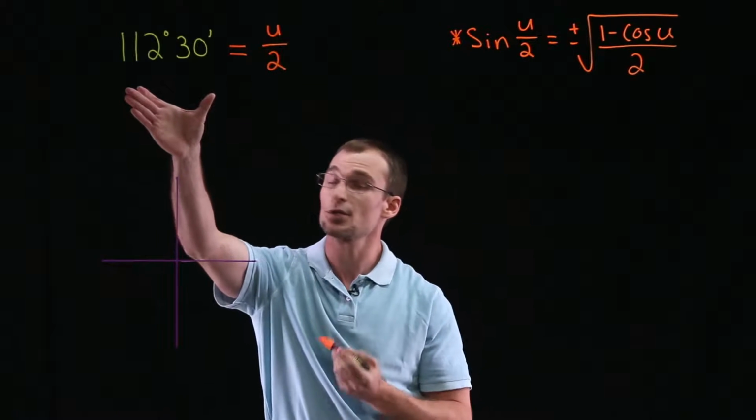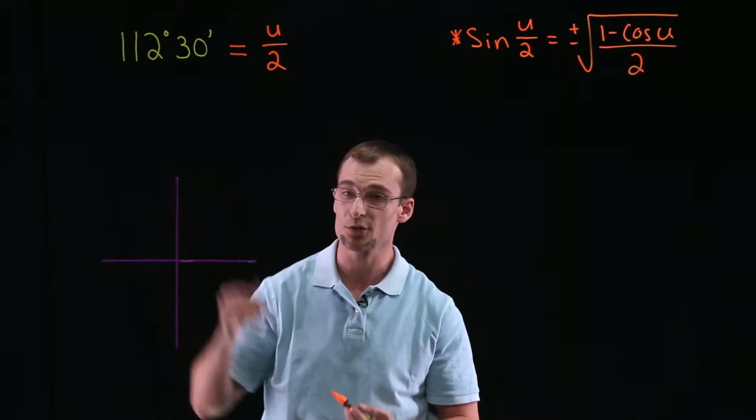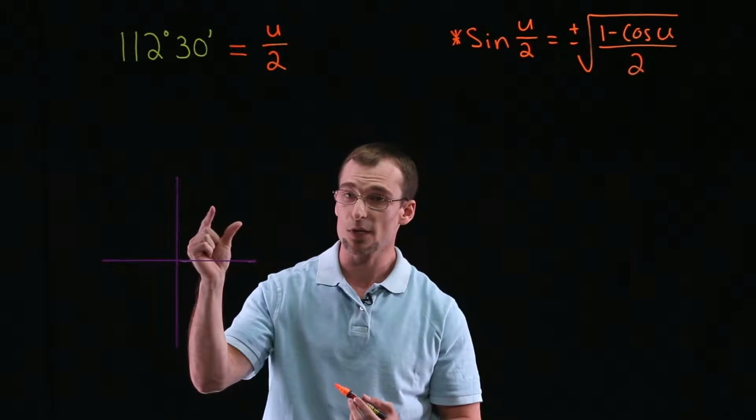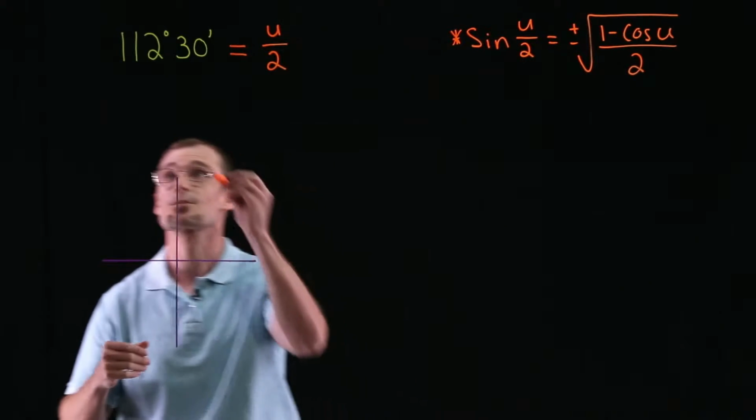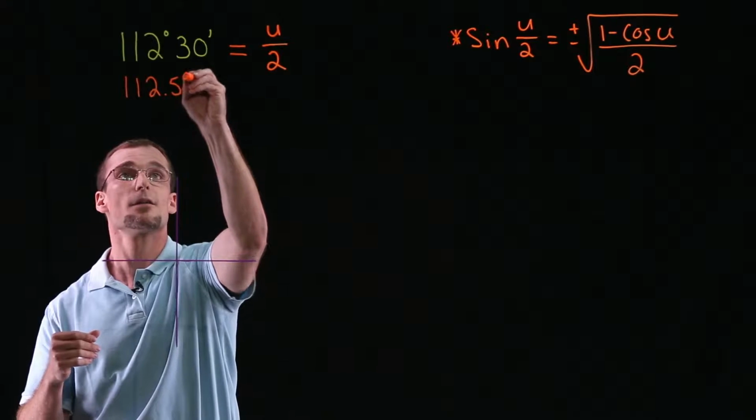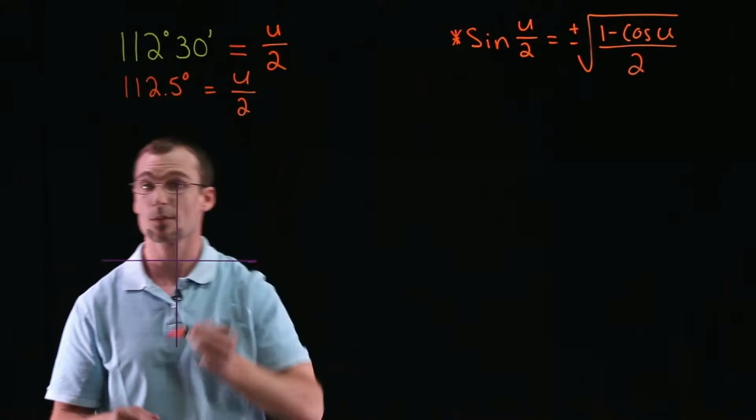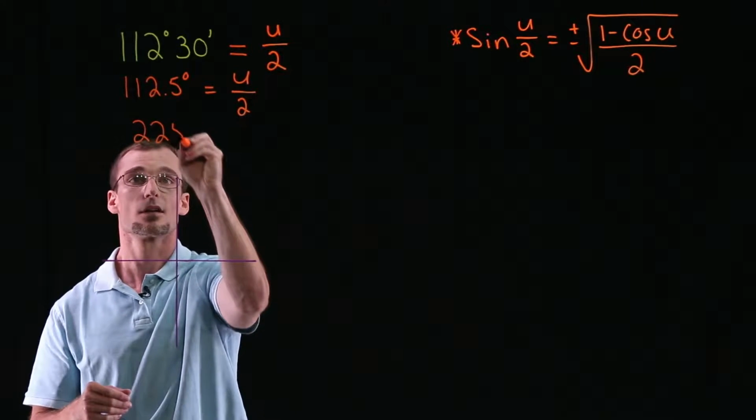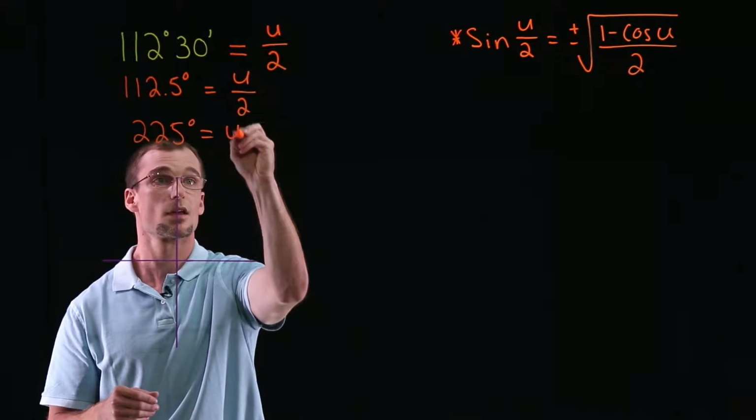So if you remember talking about degrees and minutes in a previous section, there's 360 degrees all the way around in a circle, and between degrees, it's just like minutes and hours. Each degree is broken up into 60 minutes. So 30 minutes essentially means this is 112.5 degrees, if you want to simplify this. And we can think of that as some half angle. So multiplying both sides by 2, that essentially says that our angle u is 225 degrees.